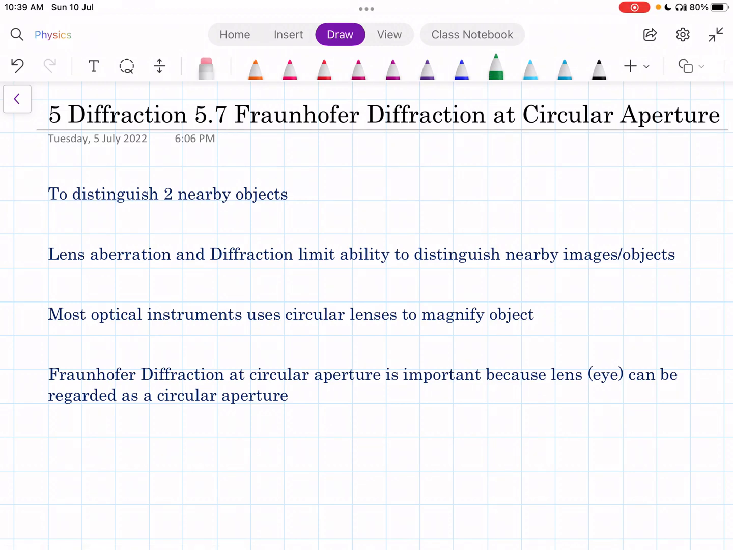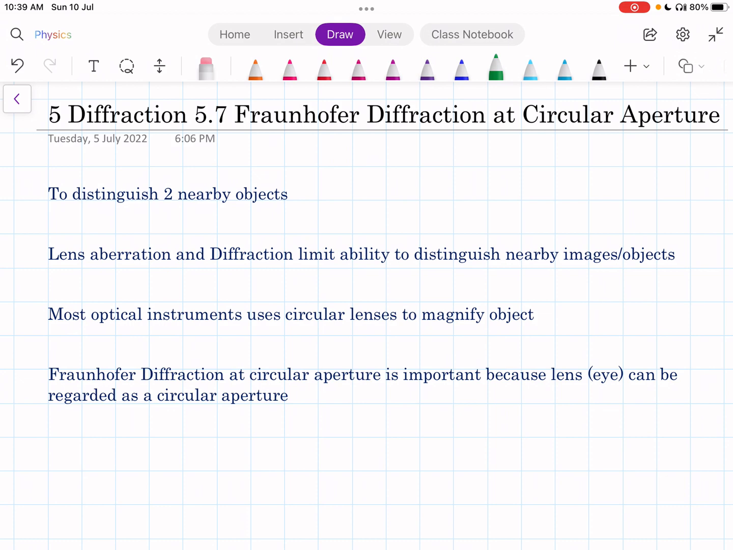Fraunhofer diffraction at circular aperture. In earlier lectures, we studied Fraunhofer diffraction at single slit, then we studied Fraunhofer diffraction at double slit, and in this lecture, we will study Fraunhofer diffraction at circular aperture.